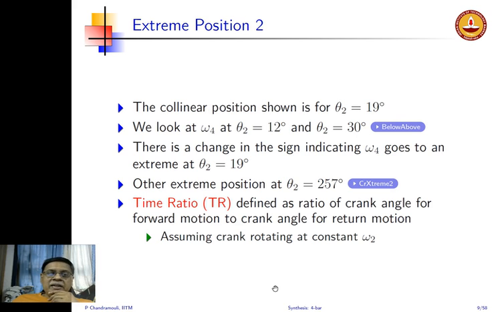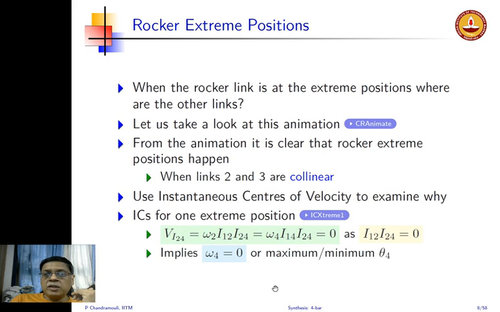The other parameter that is taken into account in the design, which we have not talked about so far, is that it goes from one extreme to the other. So let's say in the animation that you saw, going from right to left is considered to be the forward stroke, and going left to right would be the backward stroke. Why do I say that? So let's look at that animation again.